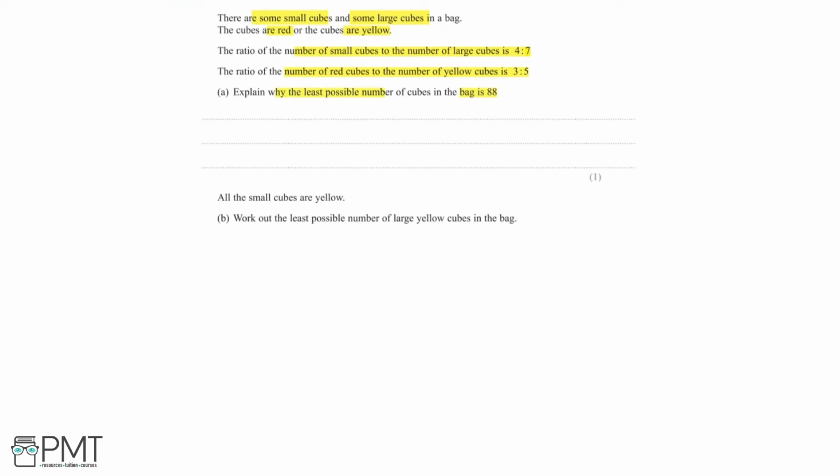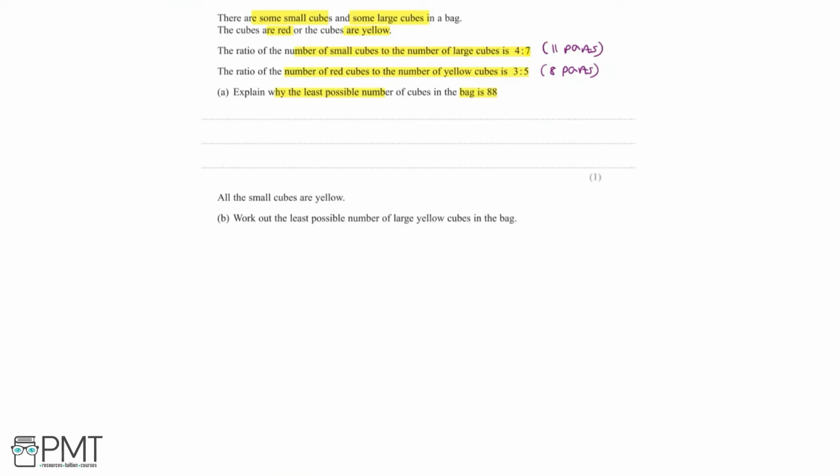Well, now we need to think about what these ratios mean. If the ratio of the number of small cubes to the number of large cubes is 4 to 7, we have a total of 11 parts, because 4 plus 7 is equal to 11. And if the ratio of the number of red cubes to the number of yellow cubes is 3 to 5, we have a total of 3 plus 5, which is equal to 8 parts. Now the cube can either be small or large, and it can be red or yellow.